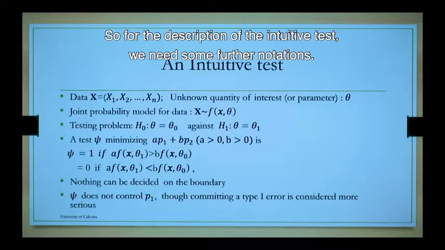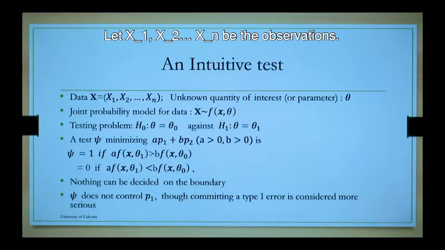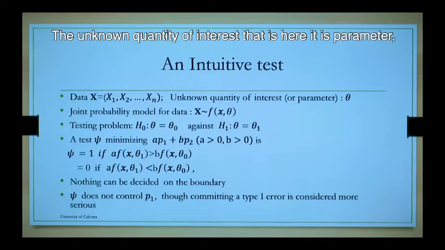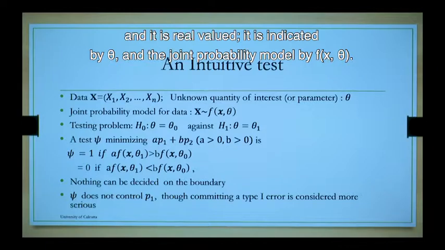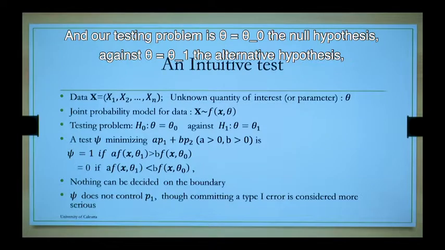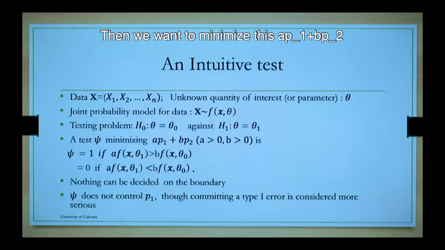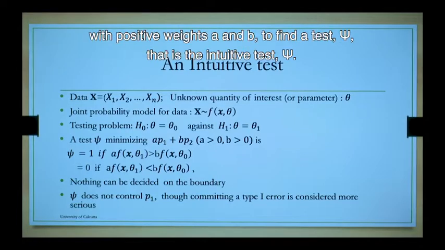So, for the description of the intuitive test we need some further notations. Let x1, x2, ..., xn be the observations, the unknown quantity of interest, that is here the parameter, which is real valued, is indicated by theta, and the joint probability model by f_X(x; theta). Our testing problem is theta equal to theta naught, the null hypothesis, against theta equal to theta 1, the alternative hypothesis, and both of these hypotheses are simple. Then we want to minimize a P1 plus b P2 with positive weights a and b to find a test psi, that is the intuitive test psi.